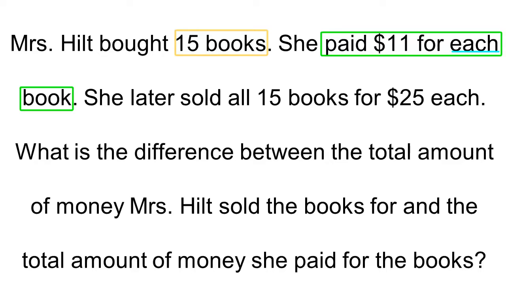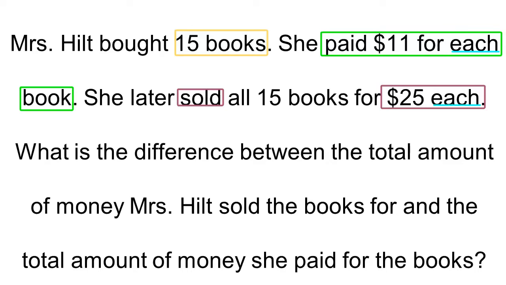So then it says she later sold all 15 books. So she's selling all 15 of the books she just bought. And she sold the books for $25 each. Okay, and again, remember that word each is really important because that helps us know that every single one of those 15 books was $25.